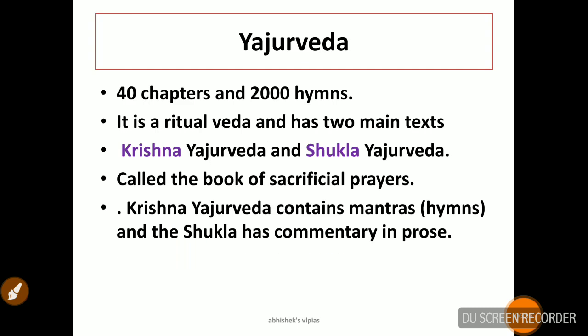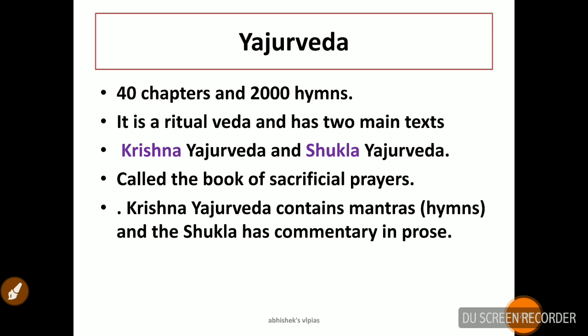Okay, so let's talk about the next Veda, that is Yajurveda. In this Yajurveda there are 40 chapters and 2000 hymns. It is a ritual Veda and it has 2 main texts. One is Krishna Yajurveda and the second one is Shukla Yajurveda.